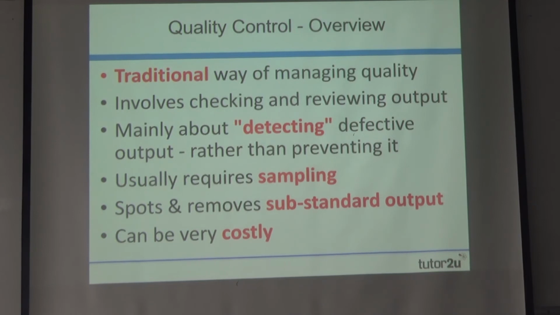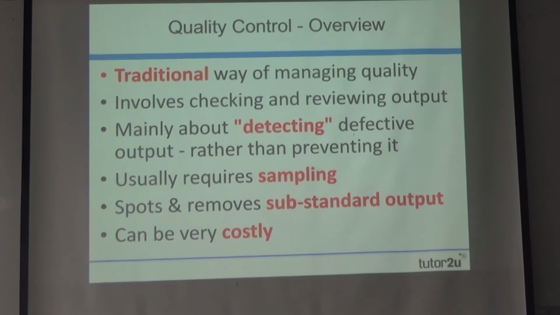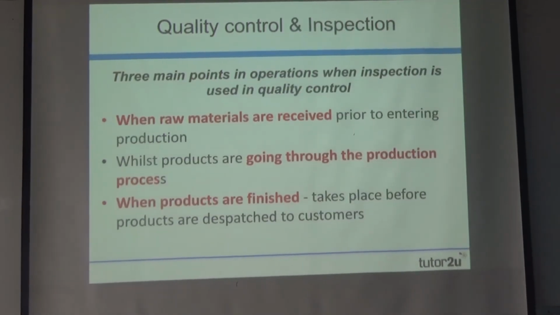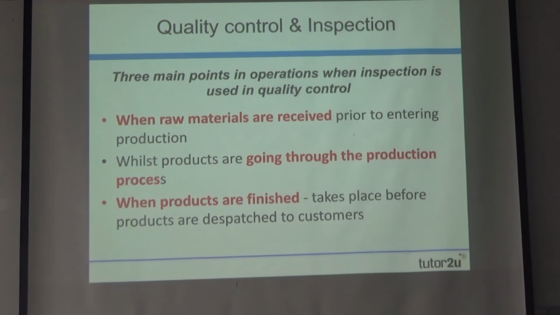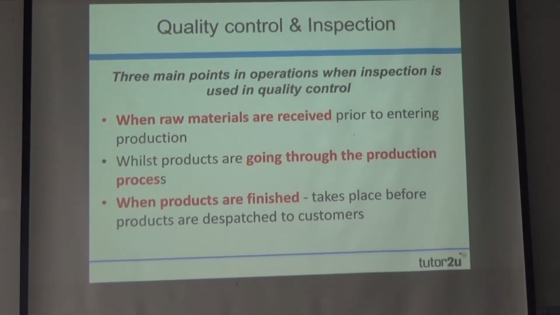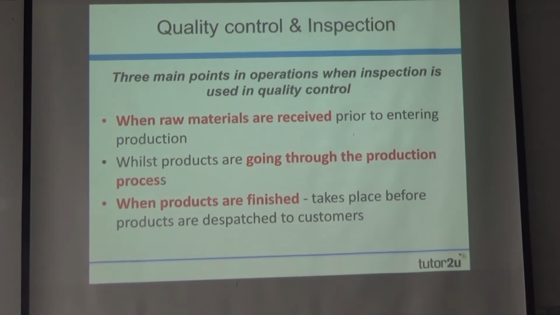But of course, what you're really trying to do is to see whether the results of the quality control checking suggest a broader issue with quality in the business. With too much sampling, too much detection, too much inspection, of course, quality control can soon become quite an expensive or costly process. 3 main points in the operation when inspection is carried out. Firstly, when the inputs into the production process are received. For example, you might check the quality of the raw materials as they're received. Let's imagine a restaurant here.